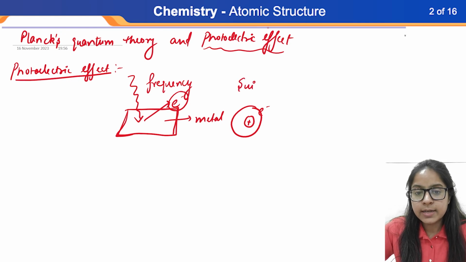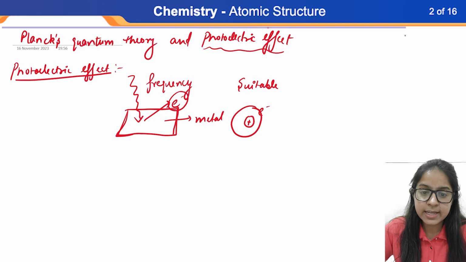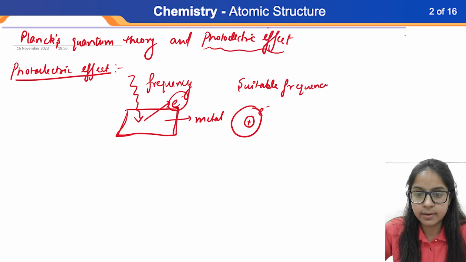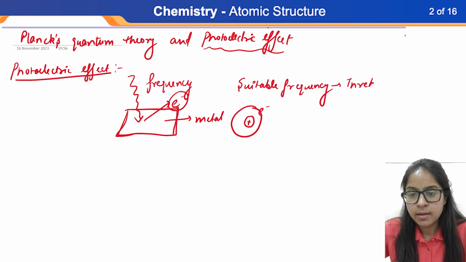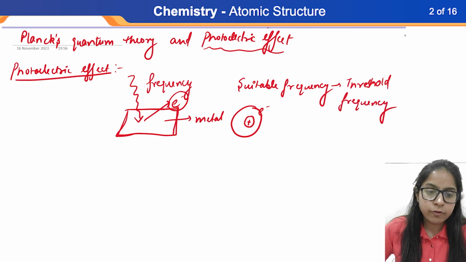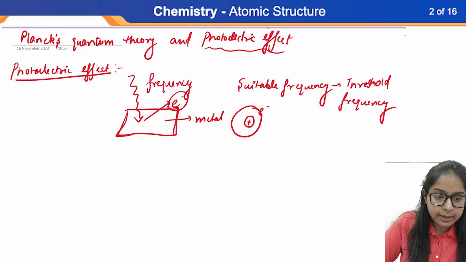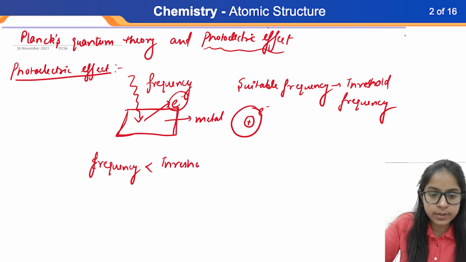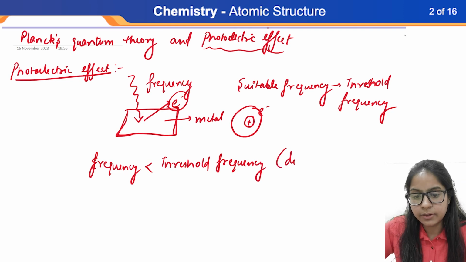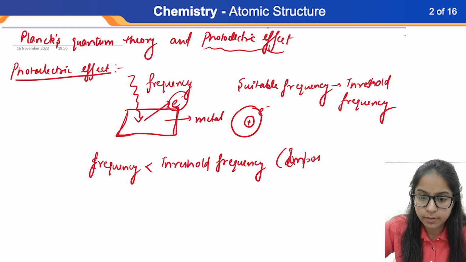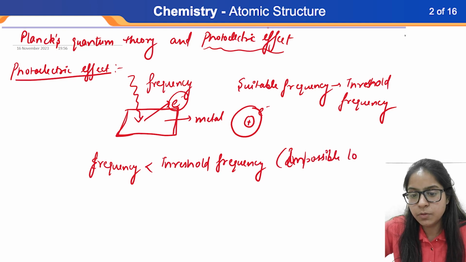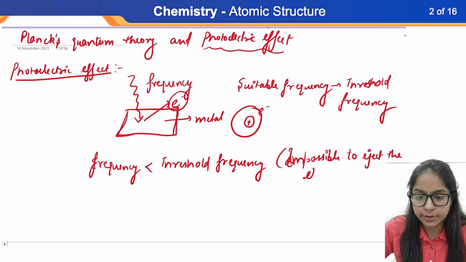The suitable frequency that is required for the ejection of an electron is called the threshold frequency. Threshold frequency is the minimum frequency required for a metal surface to eject an electron. If the frequency is less than the threshold frequency, it is impossible to eject the electron according to the photoelectric effect.